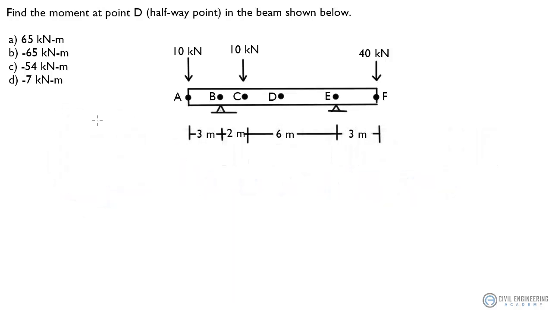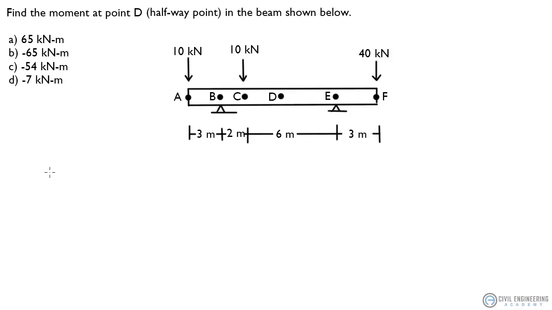We've got a short structures problem here. Find the moment at point D, which is a halfway point in the beam shown below. So we've got a beam with points A, B, C, D, E, F, and we've got some external loading here, and we're on 2 pins, and we've got the dimensions of this beam.